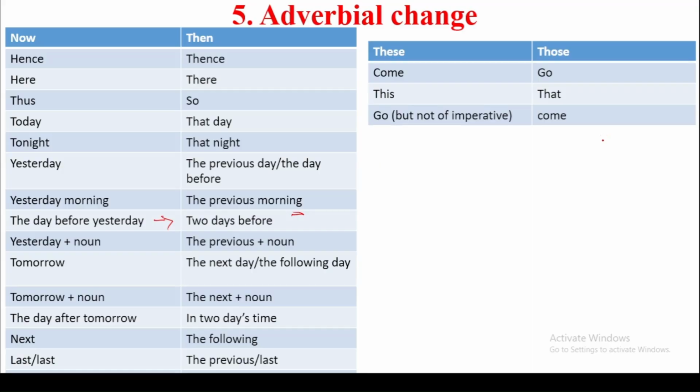So I again repeat it. What are the 5-finger rules? Reporting verb, then comma, pronoun, tense, and adverbial. Now let me give you an example which will make you clear about all these 5 components.